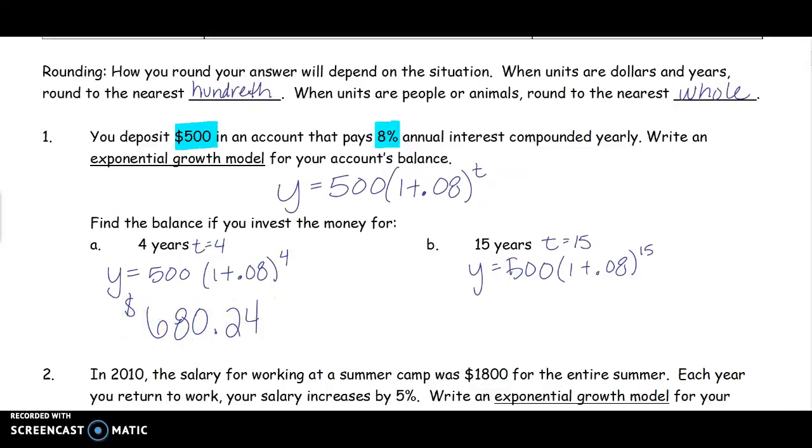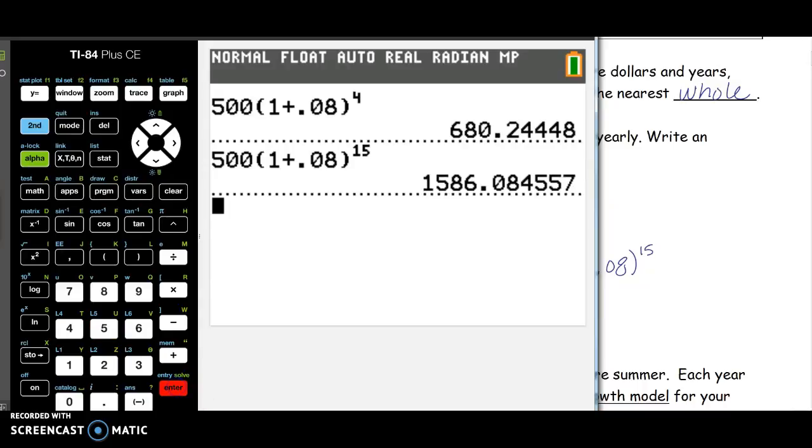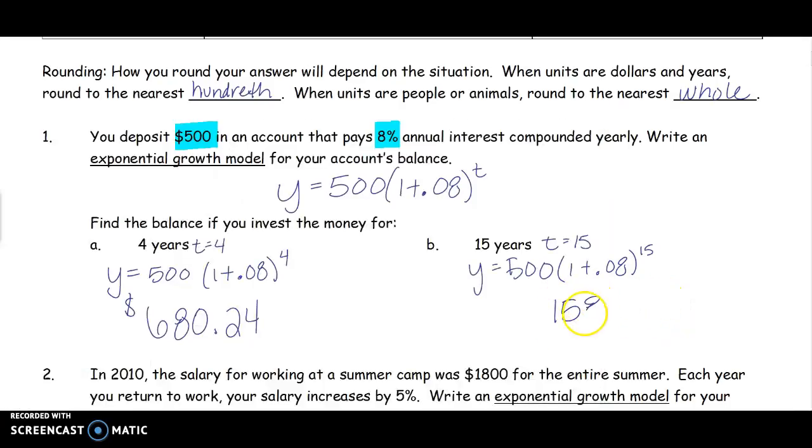I'm not asking you to do this in your head, I'm asking you to do it in your calculator. The really awesome thing about these calculators is that you do not have to type this in every single time. If you hit second enter, it brings up the last entry that you typed in. So now all we have to do is arrow over and type 15 for the next problem. After 15 years, using that same formula, your account will have $1,586.08. And that's how you do these problems.